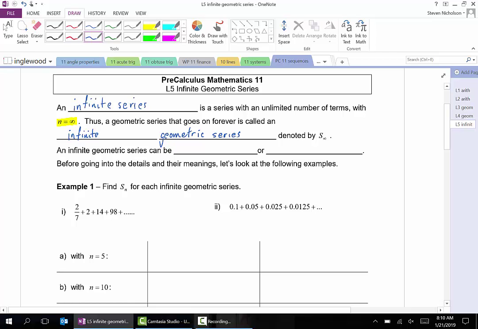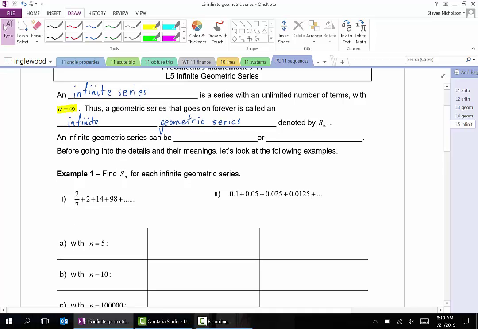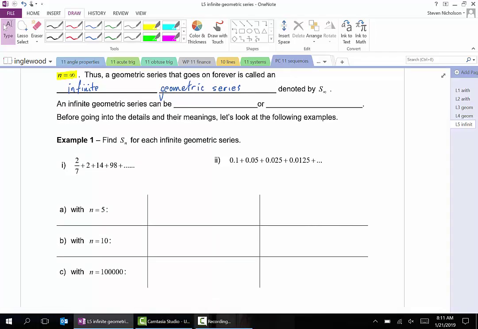It is denoted by S infinity, not S of 4, not S of 6, not S of n, where n is a finite number, but S infinity. An infinite geometric series can be two things. It can be convergent, and convergent means when you figure out the sum of the infinite geometric series, it converges, it goes to a number.